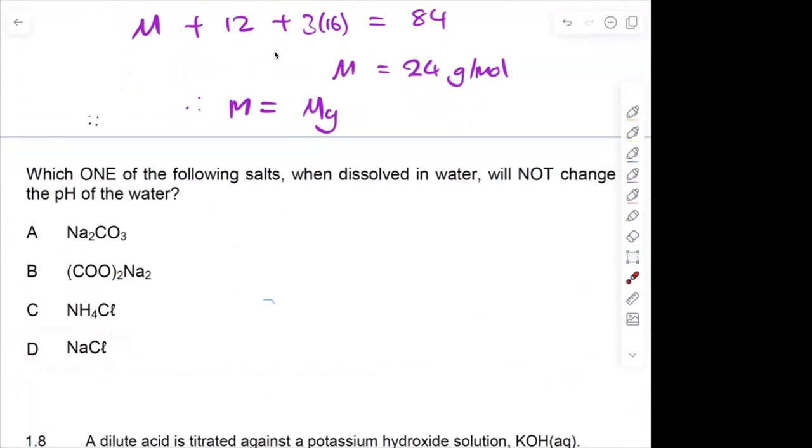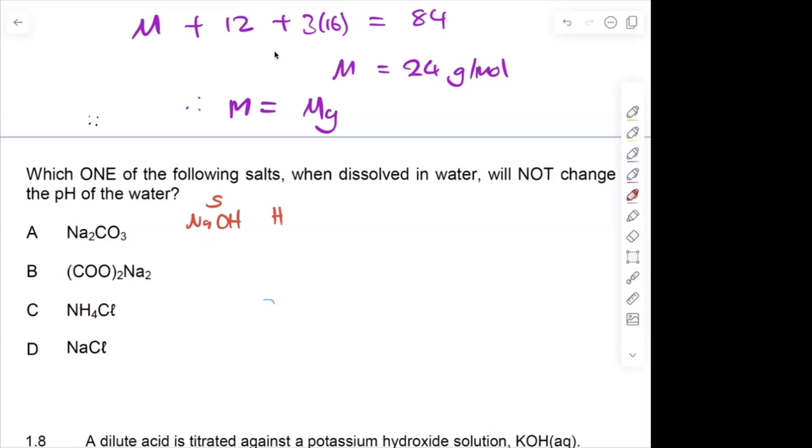But to do justice with multiple choice, I don't like to just say this is why this one is right. I want to prove to myself why the others are wrong. Very important. So let's quickly have a look at A. Why do I say A is incorrect? You're going to have Na2CO3. Your Na comes from NaOH, which is a strong base. Your CO3 comes from carbonic acid.